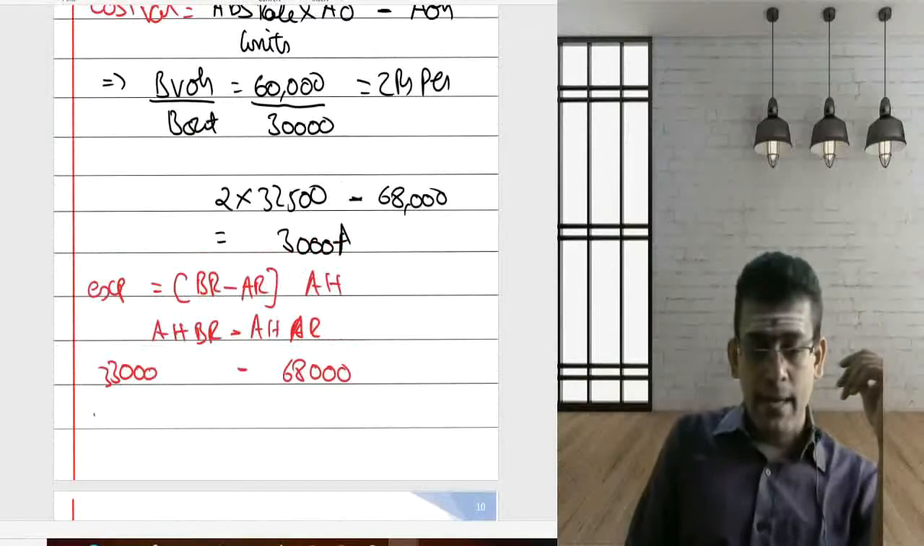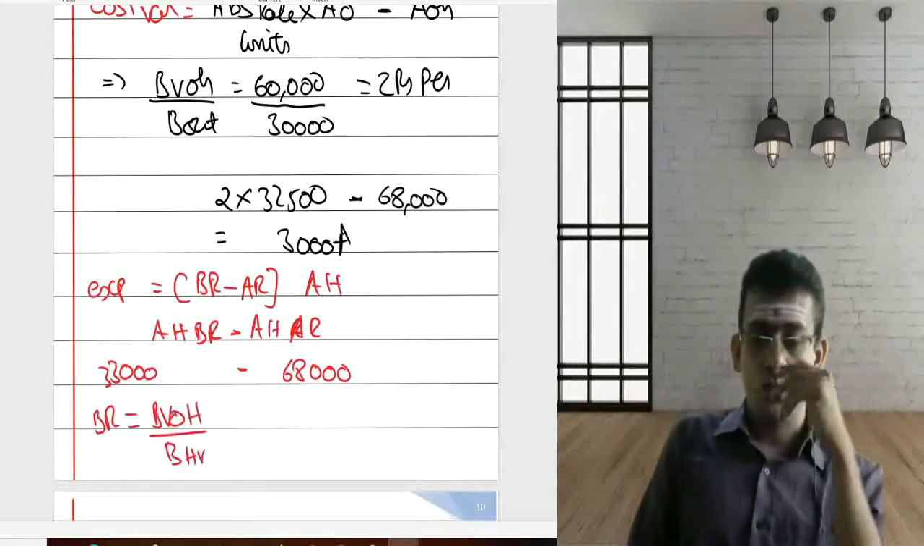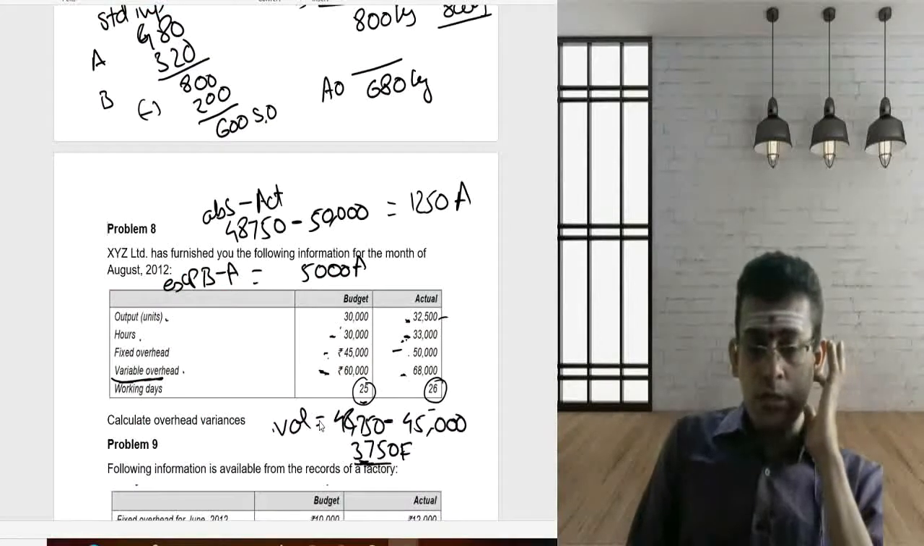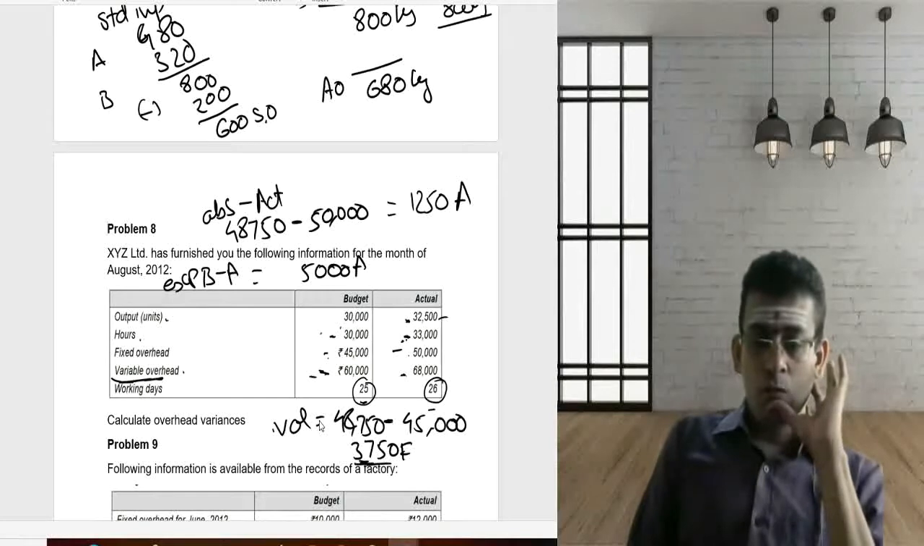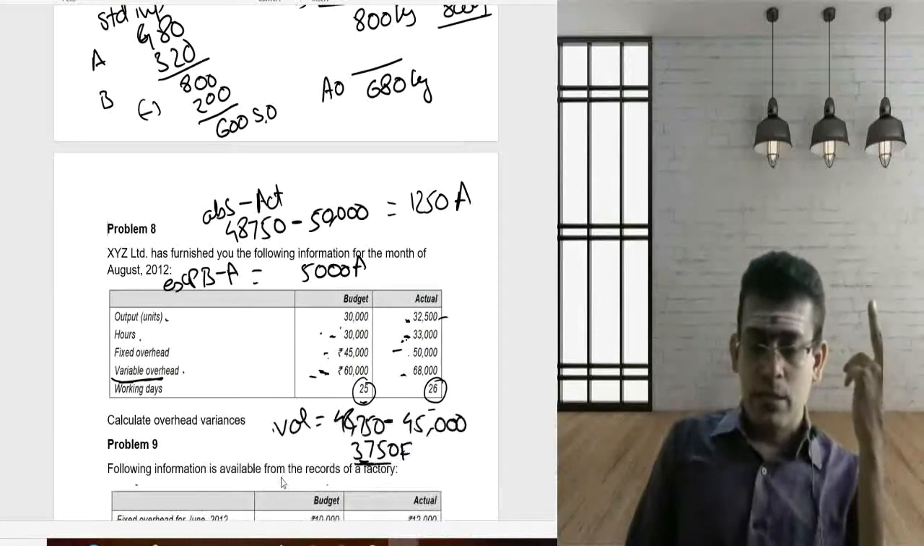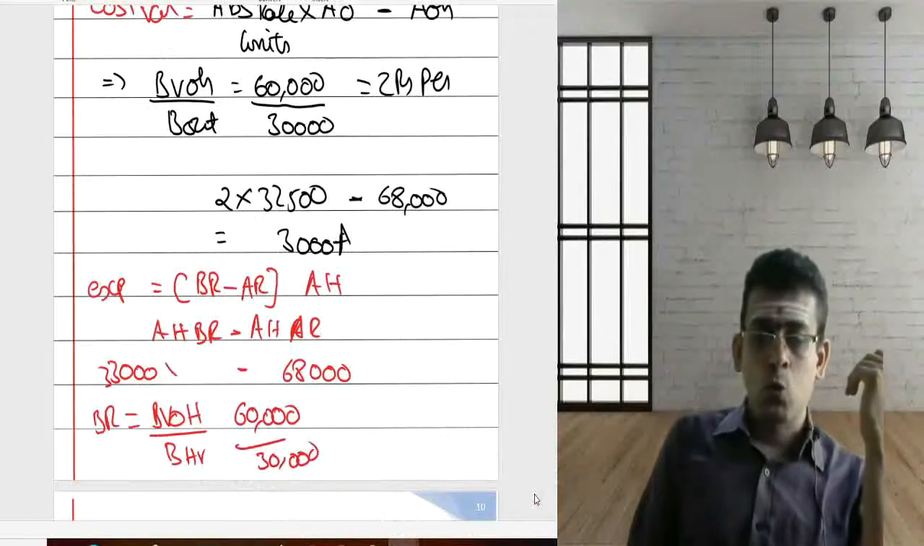So how do I calculate your budget rate per hour? Take your budgeted variable overhead, divide that with your budgeted hours, you will be getting this. What is your budgeted variable overhead? Your budgeted variable overhead was 60,000. Budgeted hours was 30,000. So ultimately same, 2 rupees per hour. So in this case, it remains the same. So let us come here. Budget overhead is 60,000. Budget hours is going to be 30,000. So ultimately what? 2 rupees per hour.